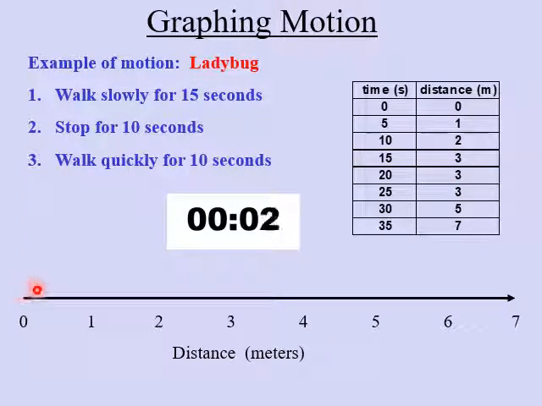All right, so you can see here's our ladybug moving along here with the pointer. So notice at 5 seconds, she was at 1 meter. When we get to 10 seconds right now, she's at 2 meters. And when we get to 15 seconds, she's at 3 meters. Now our ladybug is resting. So for a total of 10 seconds, she's just going to sit there at 3 meters. But now she's ready to go and she's moving more quickly. So notice every 5 seconds, she's covering 2 meters now. And finally, when we get to 35 seconds, she's done.